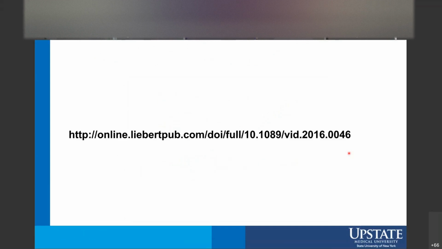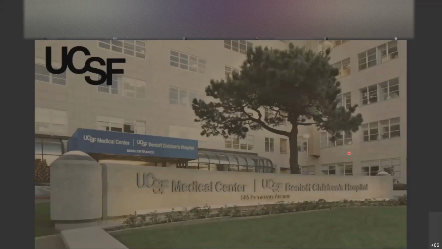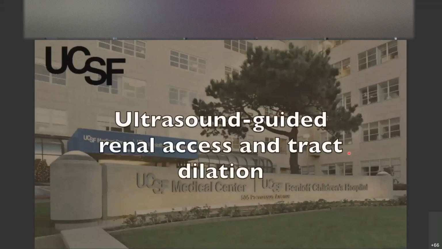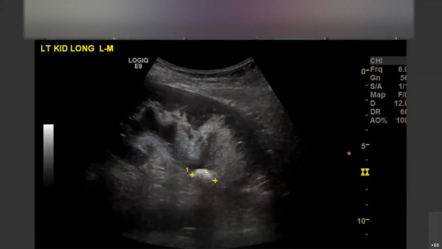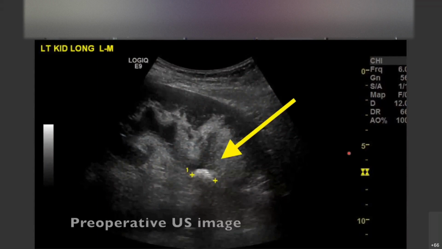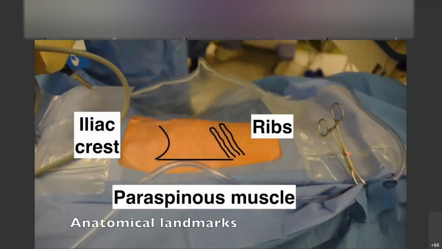So we can watch a video of the whole process here, including dilation. This is just going to play as we go. So here we see a stone in the renal pelvis. You see the posterior acoustic shadowing. Consider our anatomical landmarks, our ribs, our hip, our paraspinous muscle. We want to make sure there's no air bubbles here. If there are, you cut off the drape there.